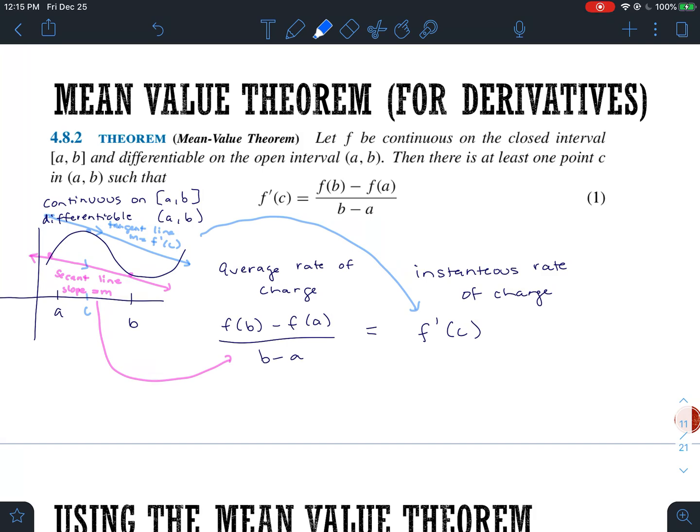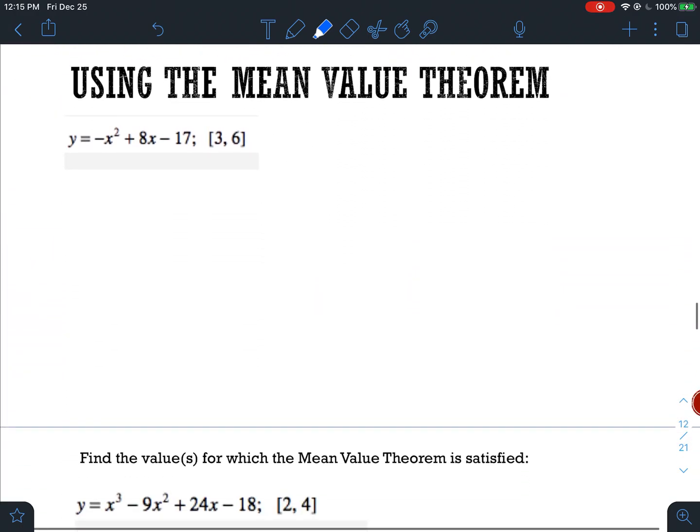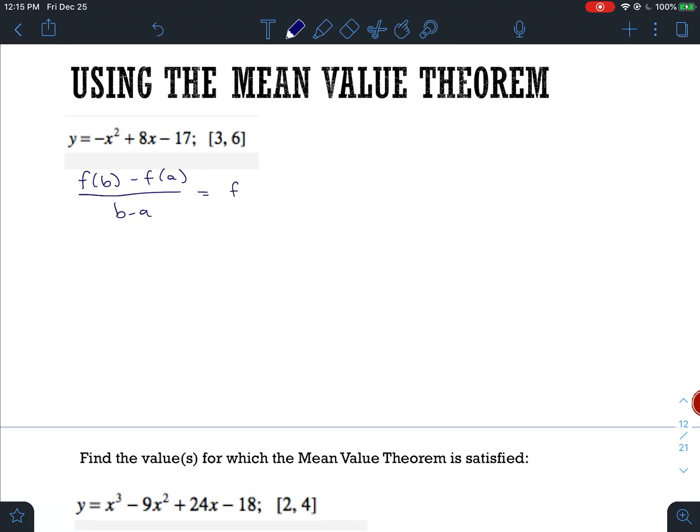That if the function's continuous and it's differentiable, then you can say that the average rate of change, which you find with f of b minus f of a over b minus a, is going to equal the derivative at some location between a and b. So using the mean value theorem, let's show that somewhere on this parabola, negative x squared plus 8x minus 17, the average rate of change is going to equal the instantaneous rate of change somewhere between 3 and 6. So again, we're trying to prove that f of b minus f of a over b minus a is going to equal f prime of c, where c is somewhere in between a and b.